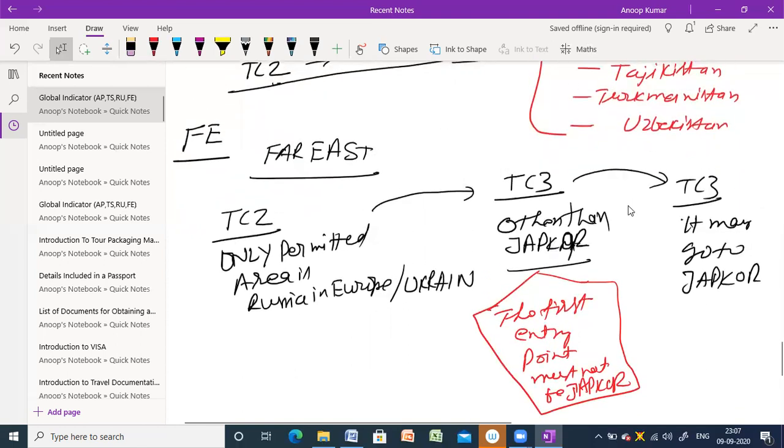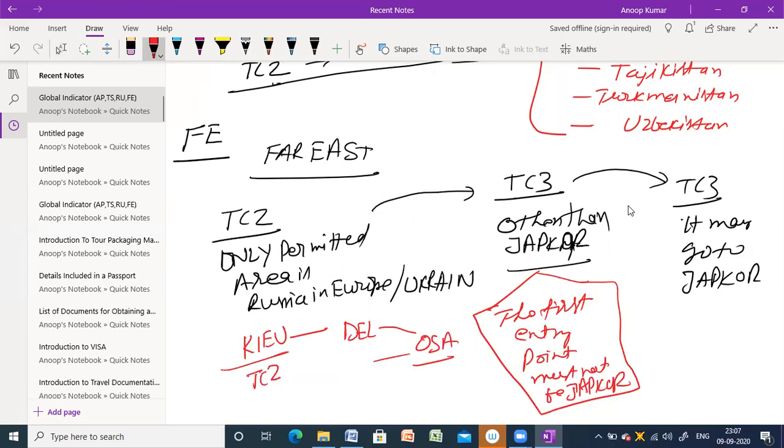For example, any flight starts from Kiev, it goes to Delhi, and then from Delhi it goes to Osaka. Kiev is in TC2 and it is in the permitted area. Delhi is in TC3 other than JAPCOR, and Osaka is in the JAPCOR area. So if this is the case, the applicable global indicator will be FE.